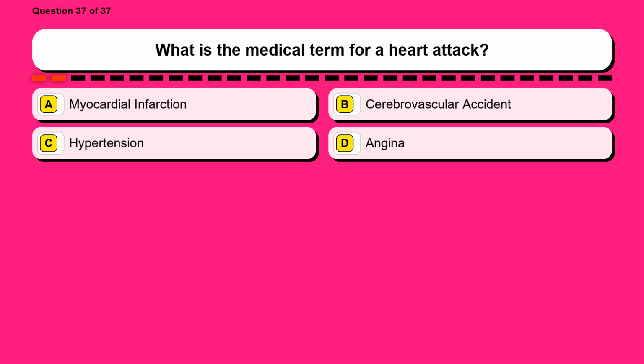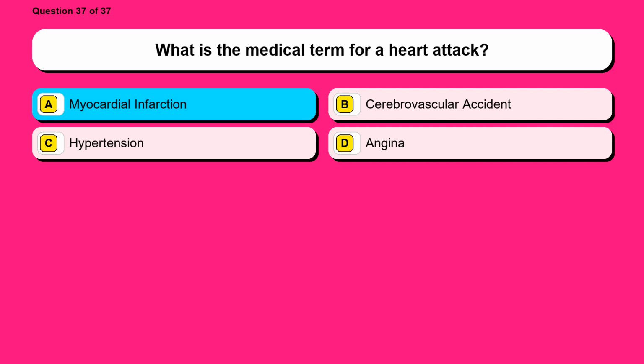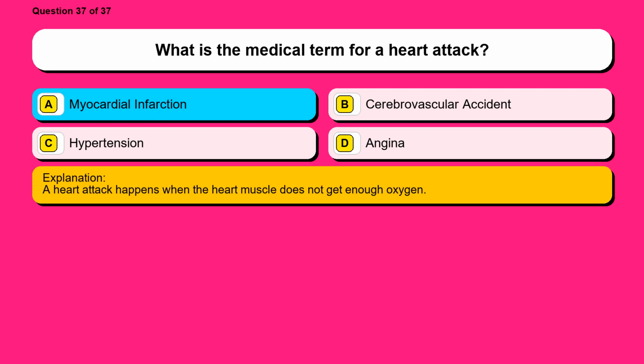Question 37. What is the medical term for a heart attack? Option A. Myocardial infarction. Option B. Cerebrovascular accident. Option C. Hypertension. Option D. Angina. The correct answer is option A. Myocardial infarction. A heart attack happens when the heart muscle does not get enough oxygen.